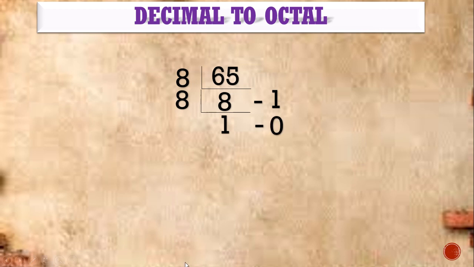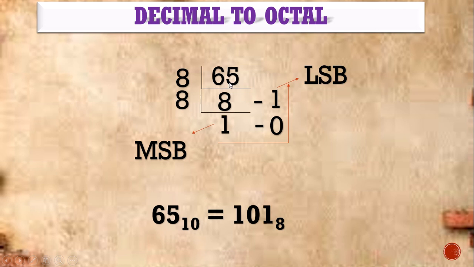So why have we divided by 8 here? Because we are going to convert into octal. When converting decimal to octal, we should do the repeated division by 8. So here also, how do you write? You have to start from the bottom to top. So which is the most significant bit? 1 is the most significant bit and this one is the least significant bit. So the octal value for 65 is 101 base 8.